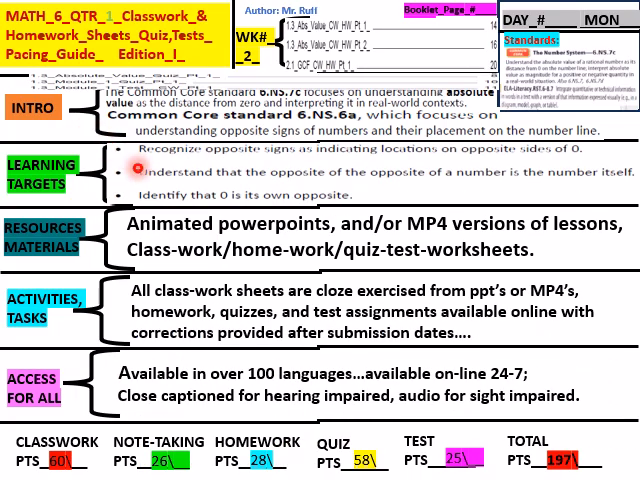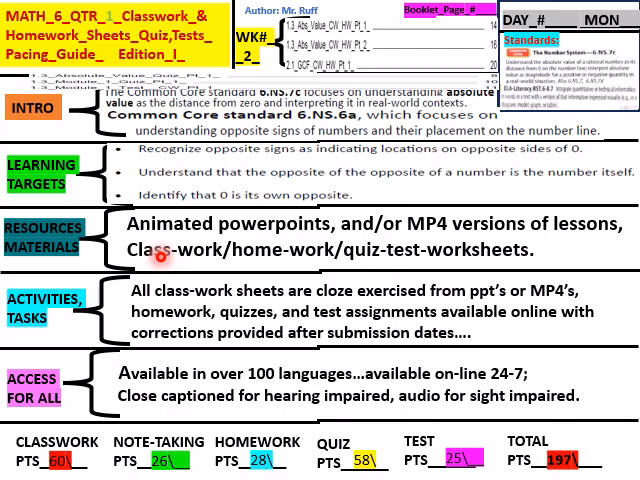And then the learning targets in week 2 are: recognize opposite signs as indicating locations on opposite sides of 0. Understand that the opposite of the opposite of a number is the number itself. And then finally, identify that 0 is its own opposite.